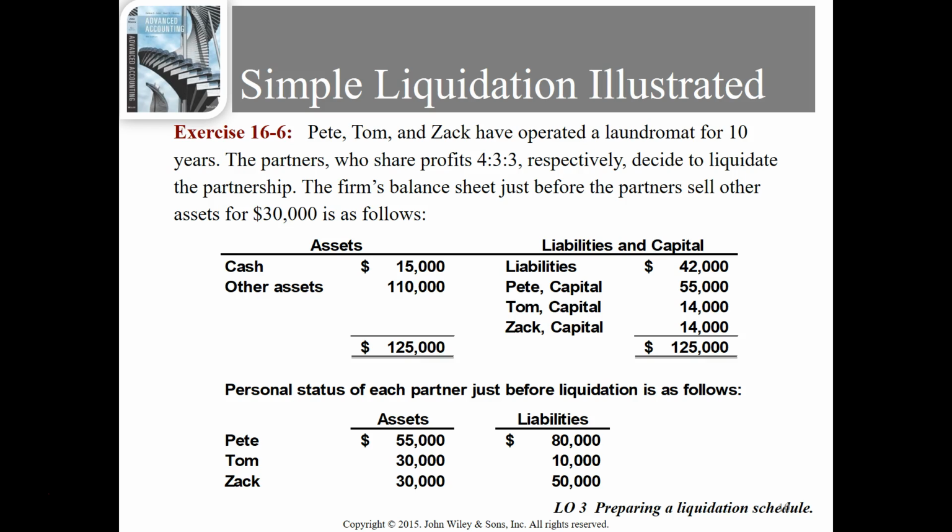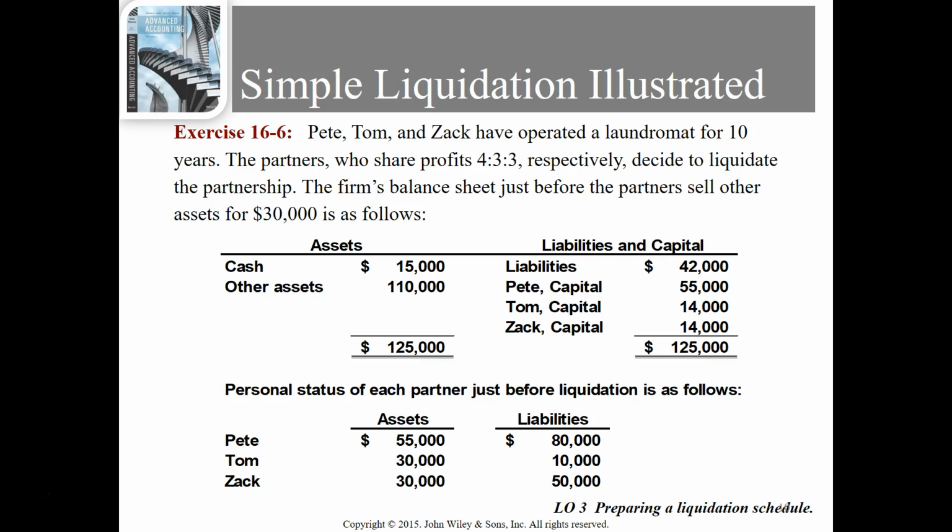Let's look at an exercise here so we can see how an illustration would be done for liquidation. Three partners have operated a laundromat for 10 years. The partners have a profit and loss ratio of 4:3:3. So if we add it up, 4 plus 3 plus 3 is 10. So 4/10, 40% to Pete, 30% to Tom, 30% to Zach. And they've decided to liquidate the partnership.